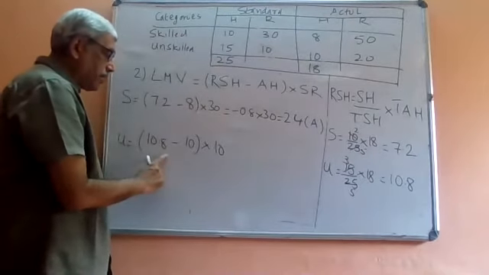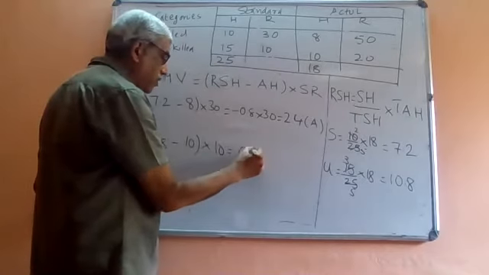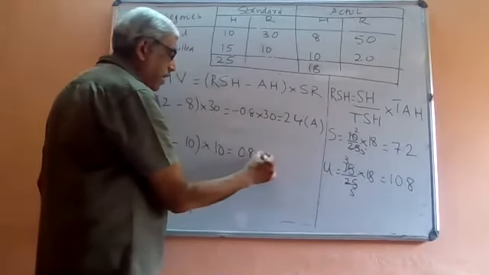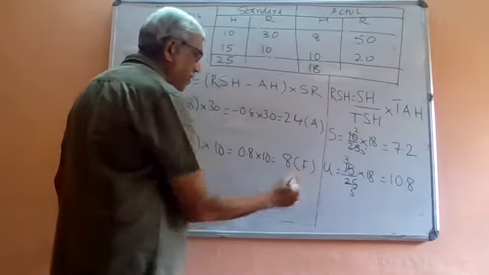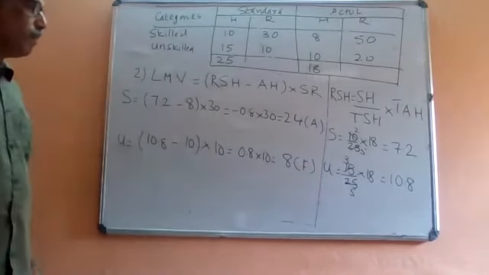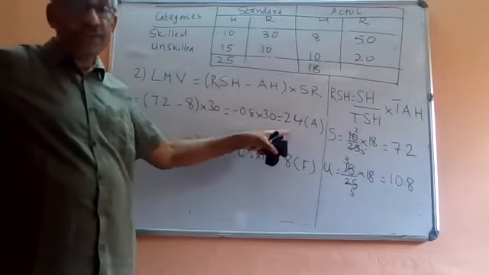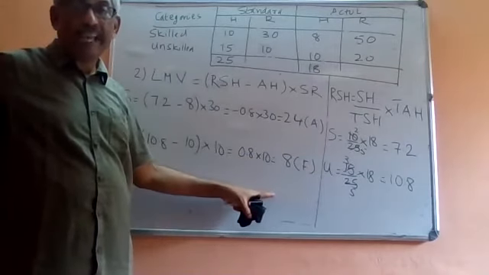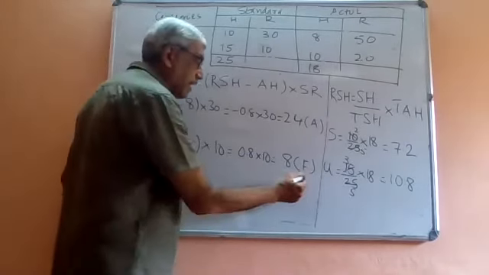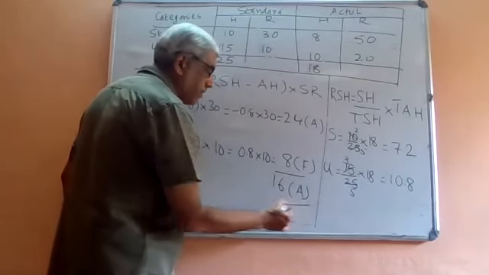Next, 10.8 minus 10 is 0.8, into 10 is 8 favorable. So it is 24 adverse and 8 favorable. So minus 24 plus 8 is minus 16. So we can say it is 16 adverse.